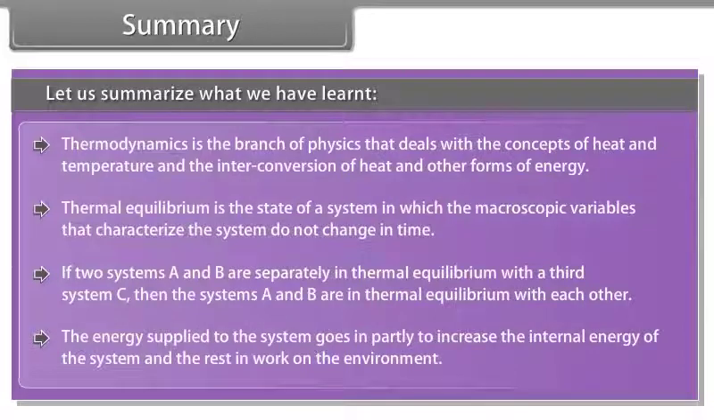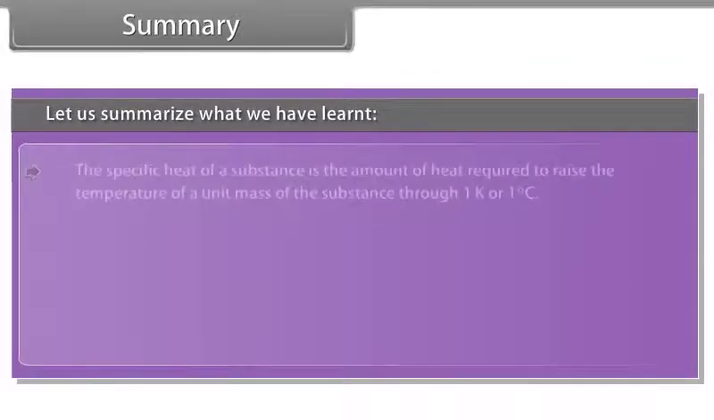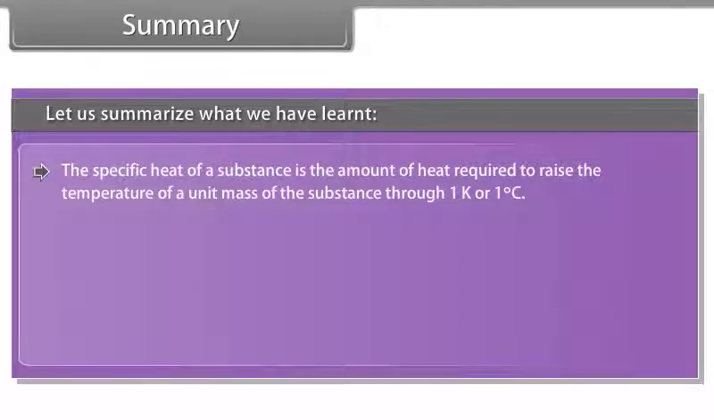The energy supplied to the system goes in partly to increase the internal energy of the system and the rest in work on the environment. The specific heat of a substance is the amount of heat required to raise the temperature of a unit mass of the substance through 1 Kelvin or 1 degree Celsius.